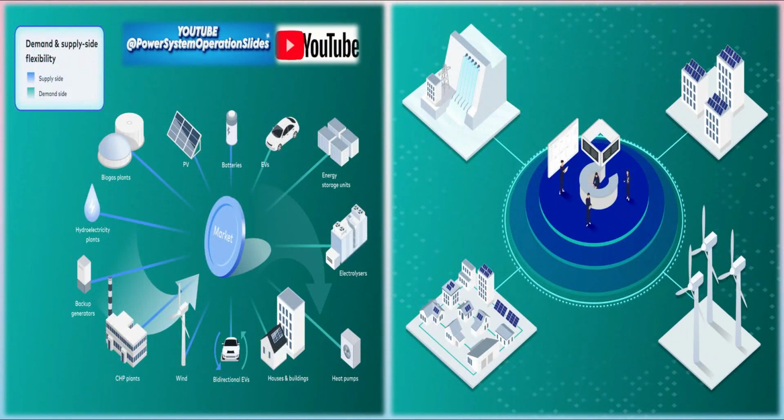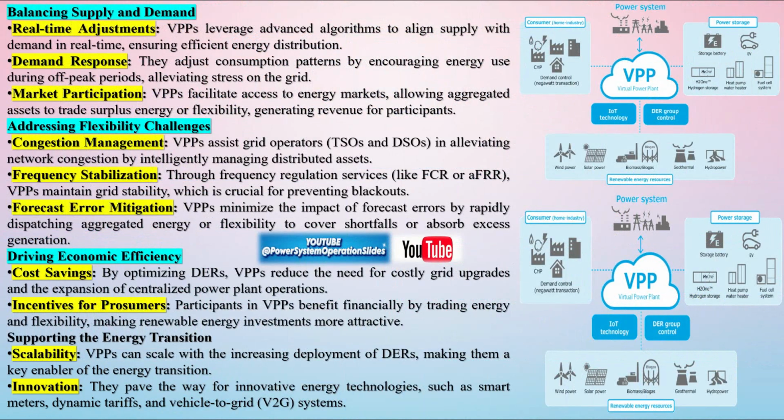Requirements for a successful virtual power plant (VPP). For a virtual power plant to operate effectively and deliver its potential value, several critical factors are essential. These requirements can be broadly categorized into technical infrastructure, regulatory support, and favorable market conditions. Technical requirements: reliable monitoring and control systems. Accurate and continuous monitoring of distributed energy resources is essential.